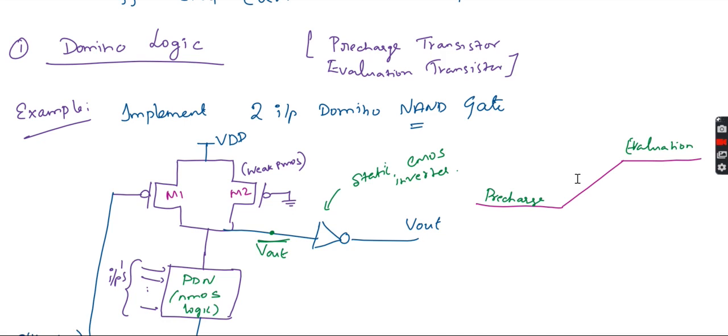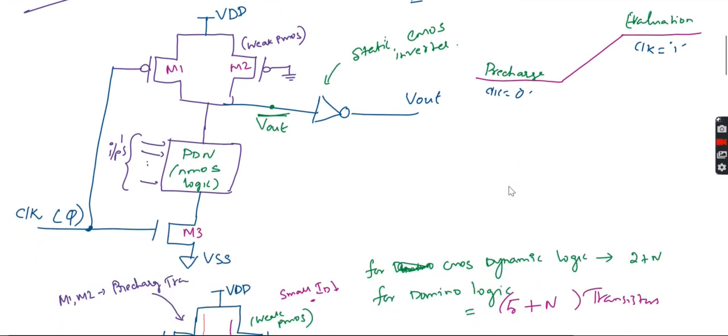It won't produce any output. But during the evaluation phase, it will evaluate your inputs and then produce the output. That is why, when the clock is equal to 0, it will be in the pre-charge mode, and when the clock is equal to 1, it will be in the evaluation mode. To implement domino logic, how many transistors are required? Totally we need 4 plus n transistors.